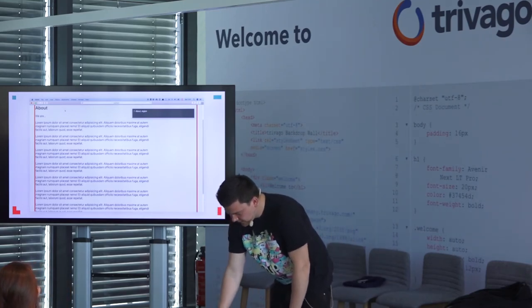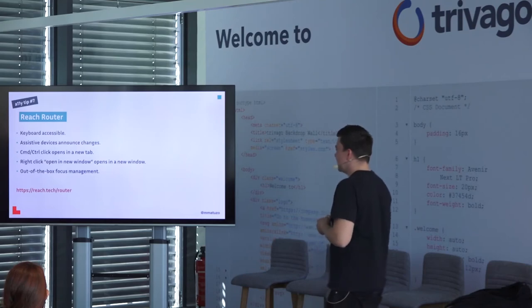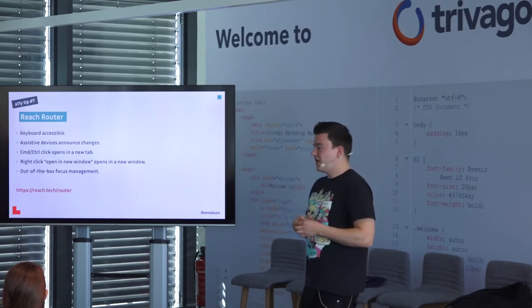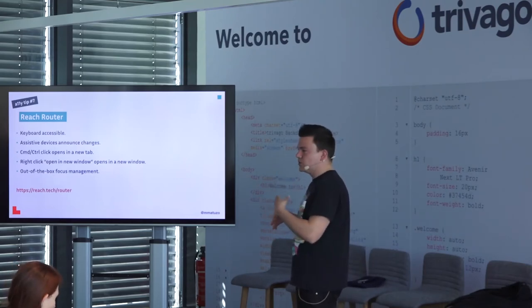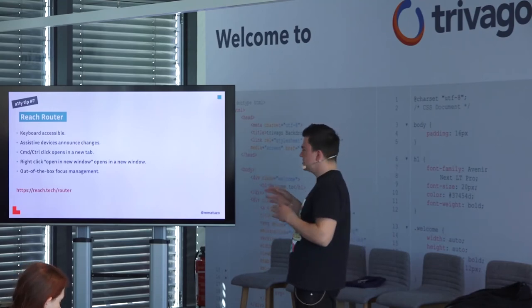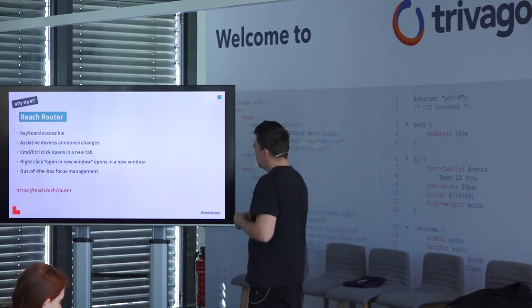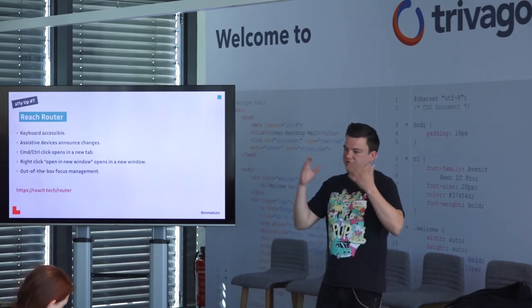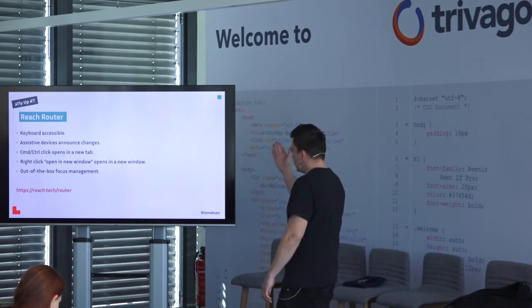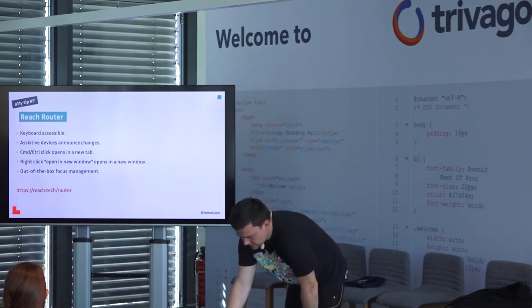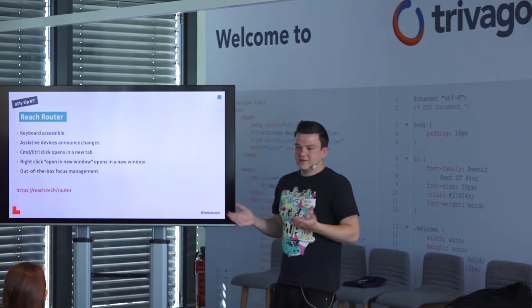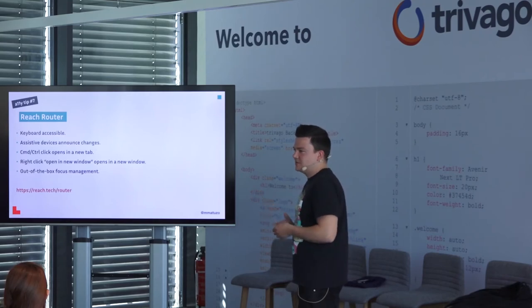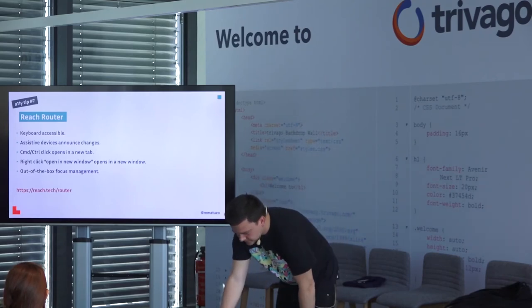Like I said, I was using React Router here. There's another router called Reach Router that comes with accessibility out of the box, with focus management and announcing changes and so on. It has been developed by Ryan Florence, who's quite famous in the React community. Check it out. I don't know if it works perfectly fine. Again, I don't have too much experience with React, but it looks promising.